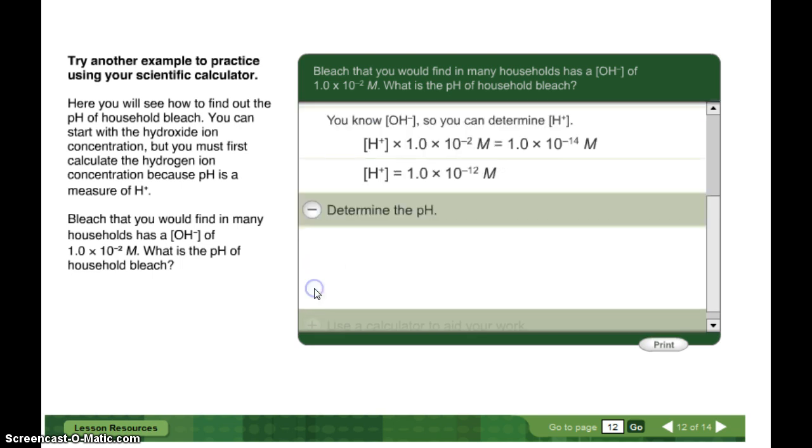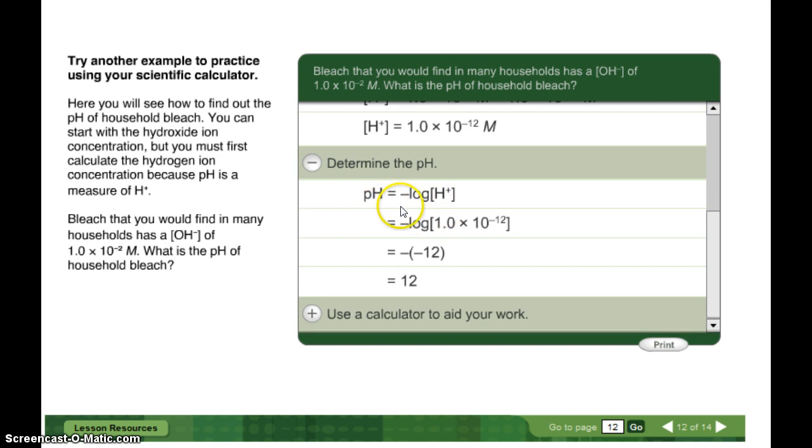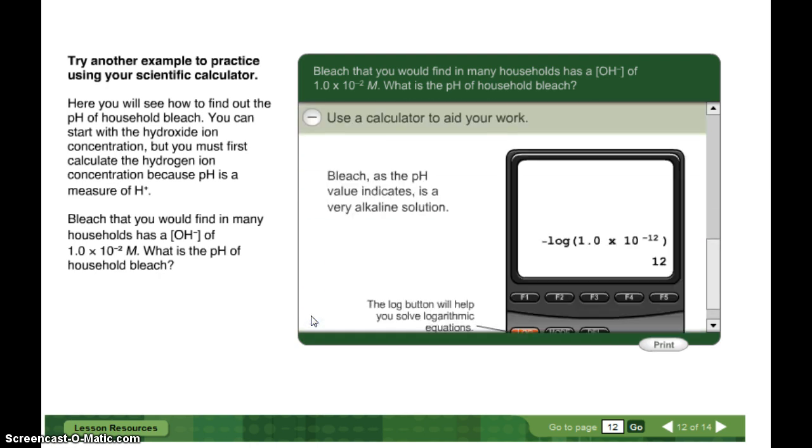Determine the pH. pH equals the negative log of the concentration of hydrogen ions. Put it in your calculator and you get an answer of 12. Again, make sure you know how to put it in your calculator.